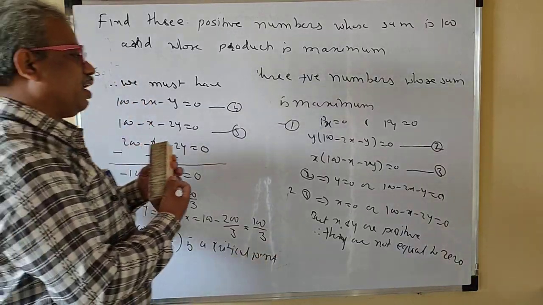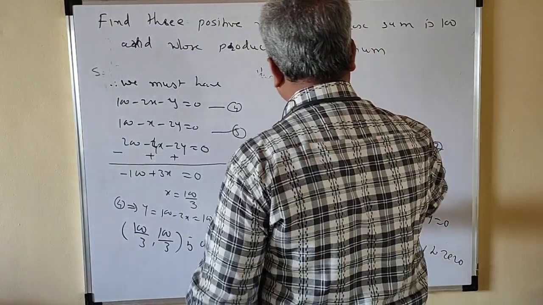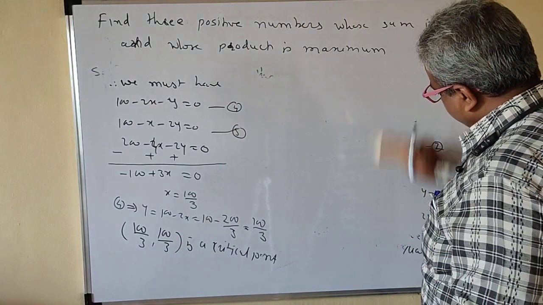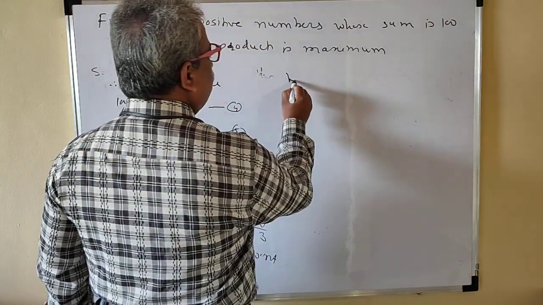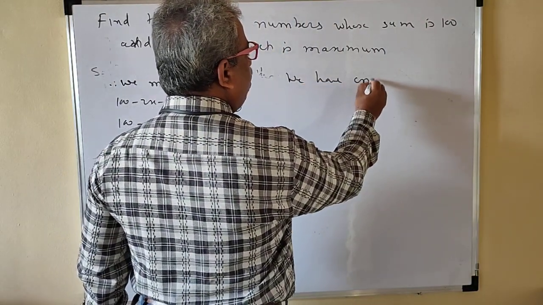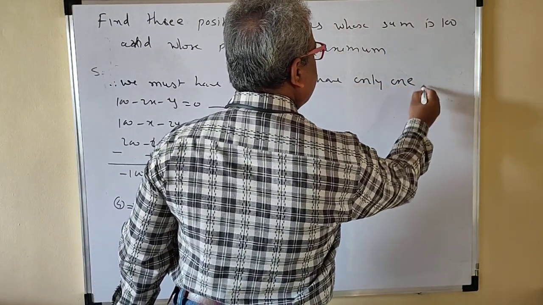But we have only one critical point. So no need to check whether the function has a maximum, minimum or whatever. Okay. So we have only one critical point.